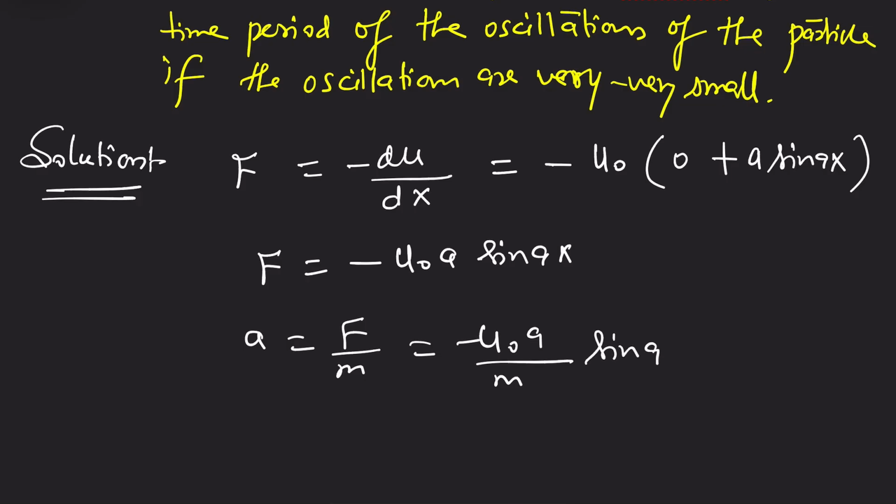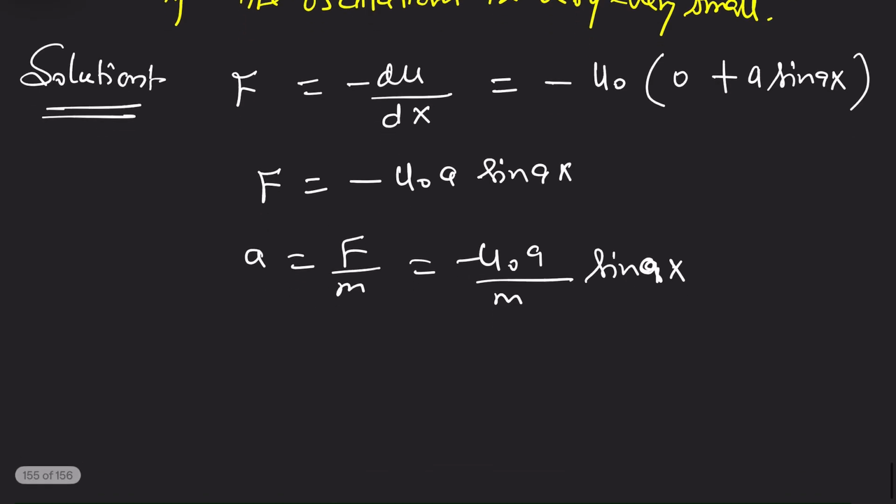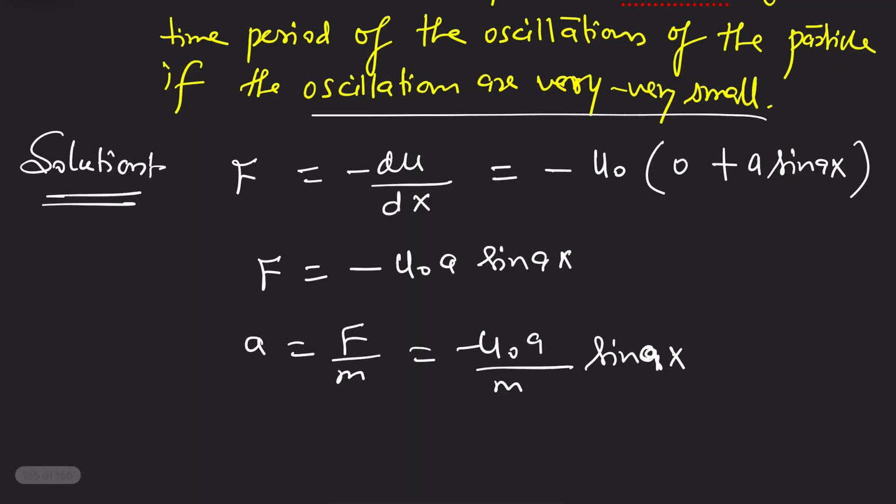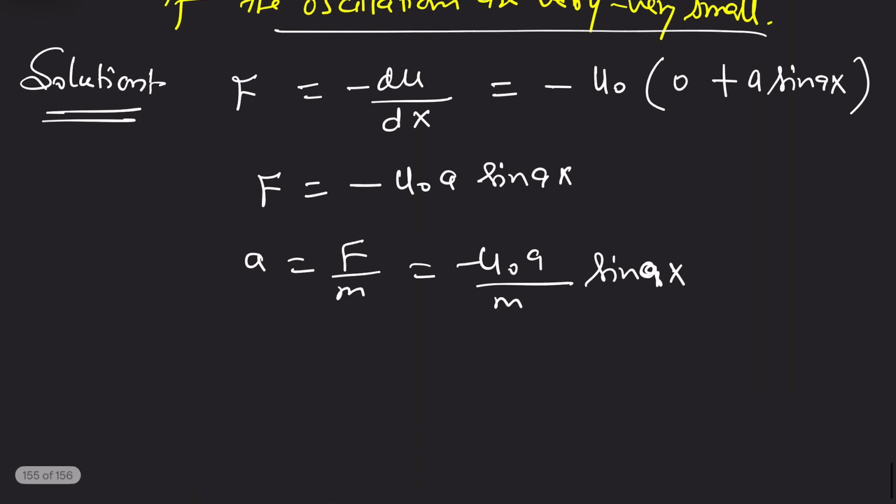But if you see, it doesn't look like an SHM equation. If a general oscillation is happening then it can't be considered a simple harmonic motion. But here in the question it has been said that the oscillations are very very small, which means theta would be very very small, so ax will be very very small. In that case we can do this approximation: sine ax can be considered equal to ax.